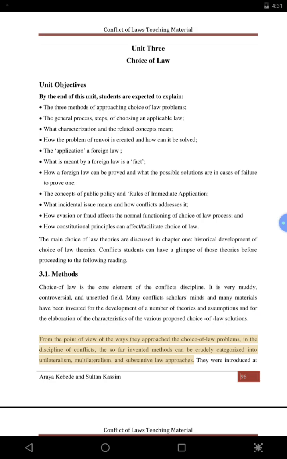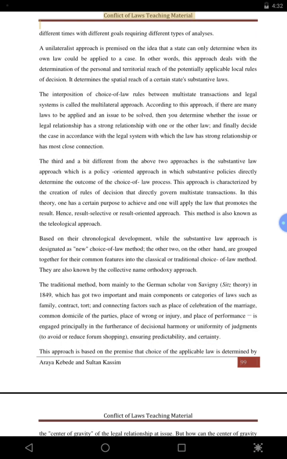From the point of view of the ways they approached the choice of law problems, in the discipline of conflicts, the methods invented so far can be crudely categorized into unilateralism, multilateralism, and substantive law approaches. They were introduced at different times, with different goals, requiring different types of analyses.